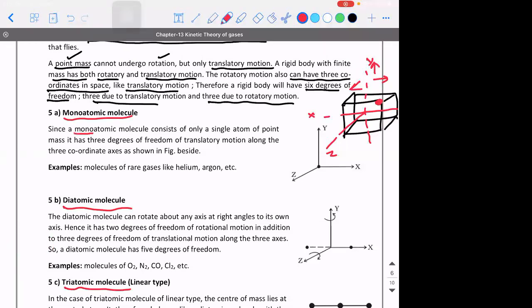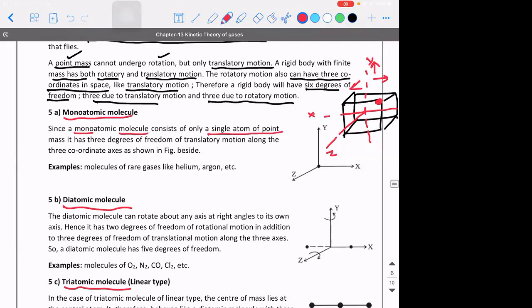Monatomic means what? Mono means one atom. So if you talk about a monoatomic molecule, it consists of only a single atom of point mass. So a point mass will have how many degrees of freedom as per our discussion now?